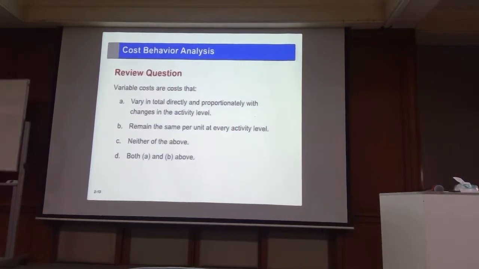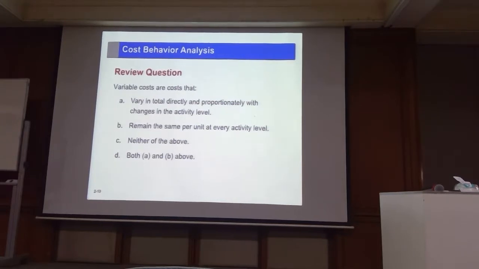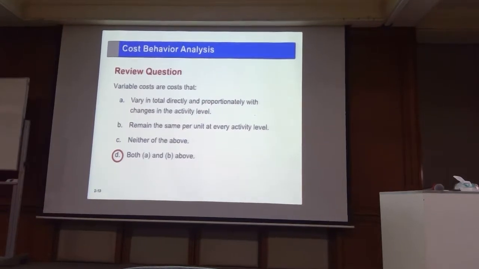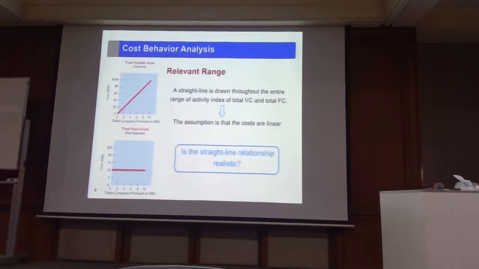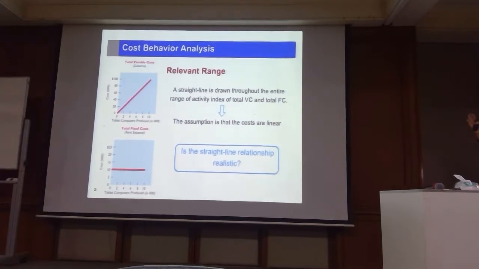Before we move on, let's look at some small review questions here. The variable costs are the costs that, which one is correct? Yeah, below, right? If both A and B are correct. It may be too easy for you, right? Just want you guys to recall what we learned.